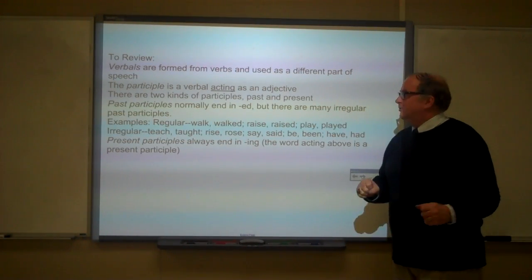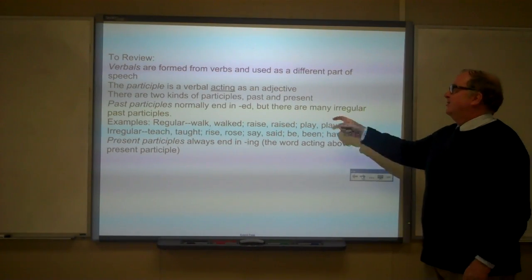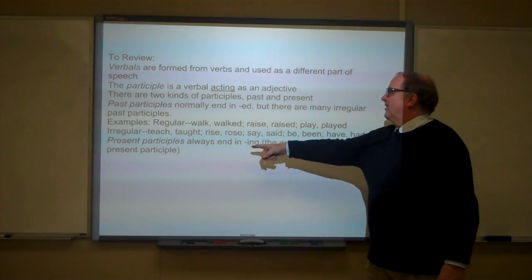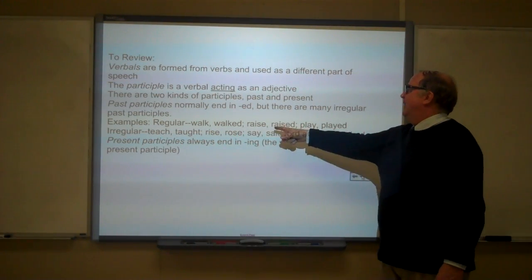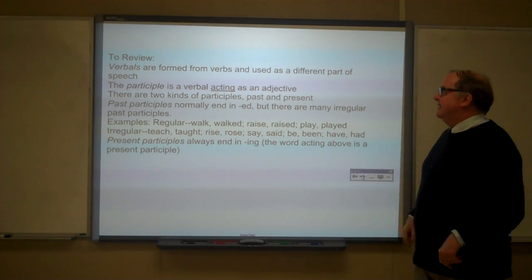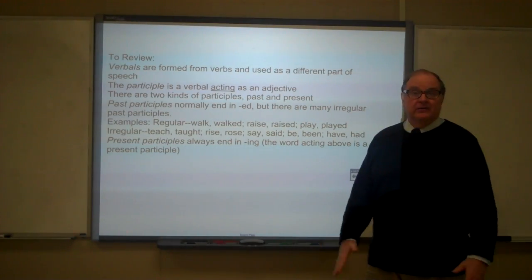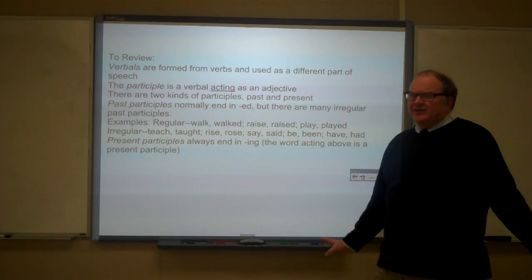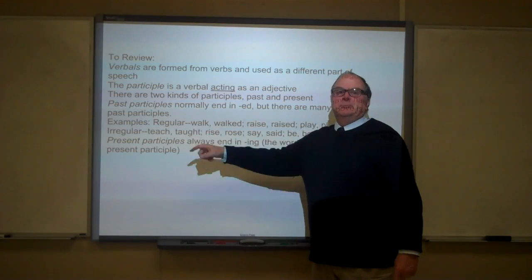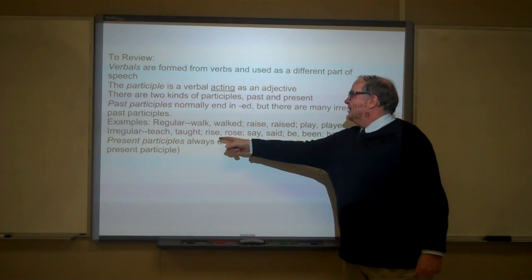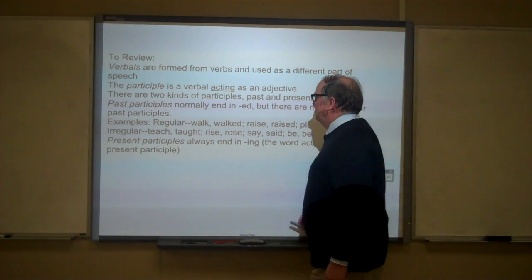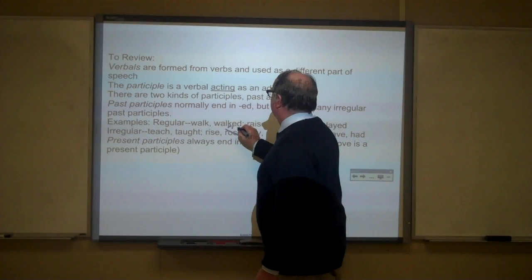There are two kinds of participle, remember that? Past and present. Past participles normally end in ed, but there are many irregular past participles. Regular ones include walk becomes walked, raise becomes raised, play becomes played. Sometimes you add a d, sometimes you add an ed. But there are a number of irregular ones. I think your grammar book has a list of maybe like 70, and that covers most of them. So the past participle of teach is taught, past participle of rise, whoa, that's wrong. It should be risen, not rose. Risen.